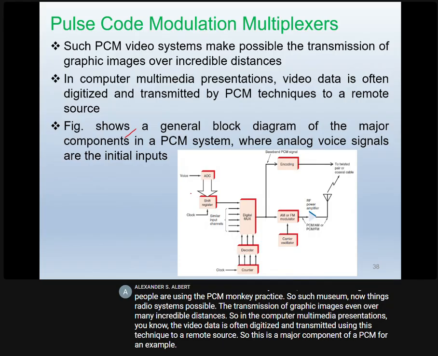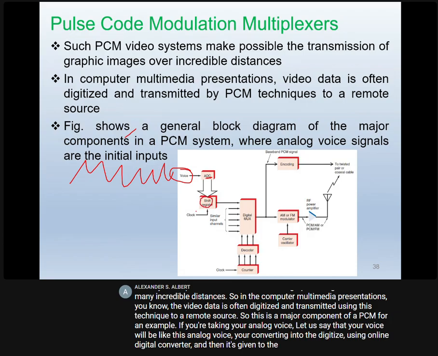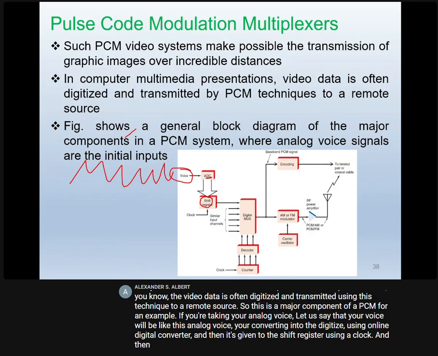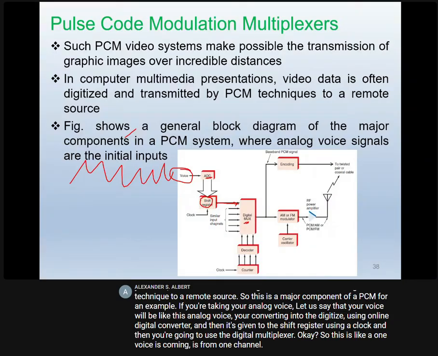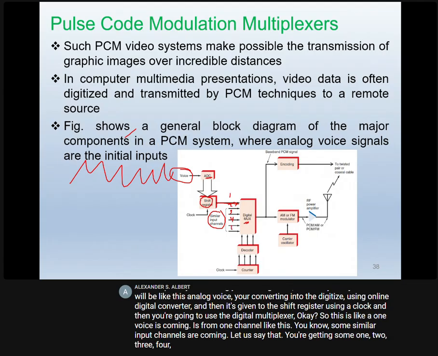For an example, if you're taking your analog voice, let us say that your voice will be like this, analog voice. You're converting it into digital using an analog to digital converter, and then it's given to the shift register using the clock, and then you're going to use the digital multiplexer. So this is one voice coming from one channel like this. Some similar input channels are coming. Let us say that we are getting one, two, three, four, five, six.